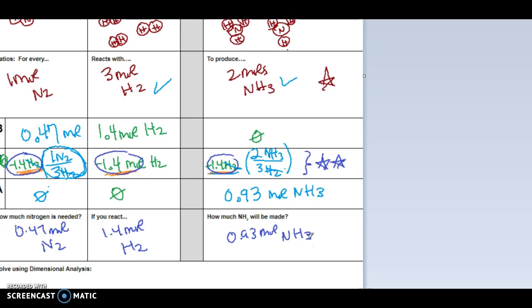Let's see if I can scroll this any further. No, not really. All right, now dimensional analysis. Can I squeeze it down here maybe?